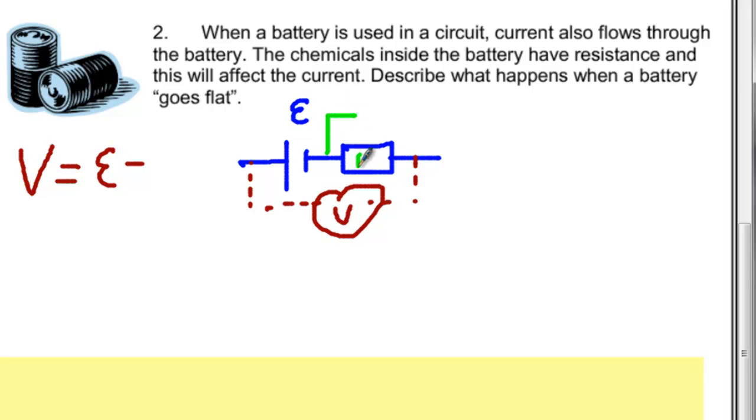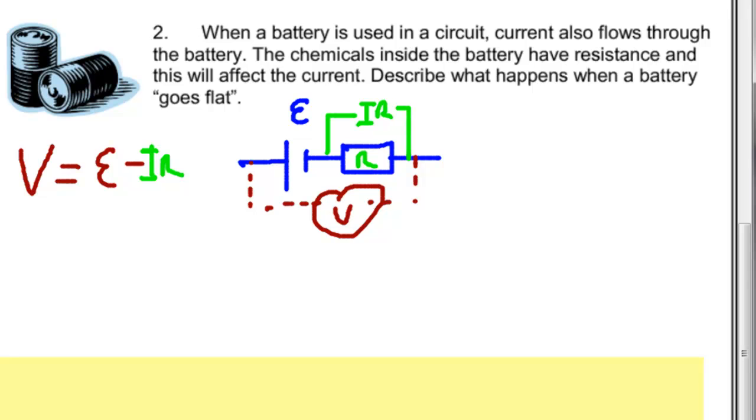Now, if that resistor has got a value of R and there's a certain amount of current going through that, then the voltage across that resistor is going to be IR. So the voltage I'm going to measure here is going to be epsilon, take away the voltage across here, which is going to be IR.